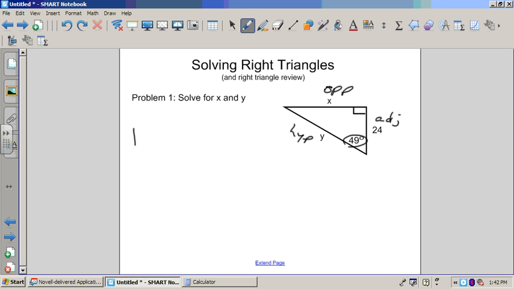The tangent is equal to x over 24. The tangent of what? The tangent of 49 degrees is equal to x over 24.